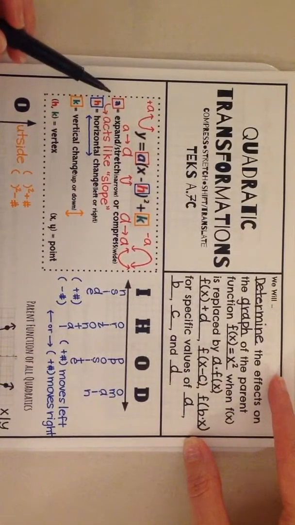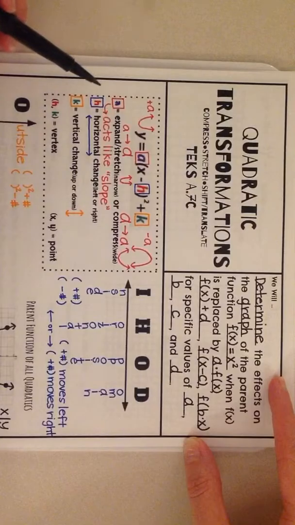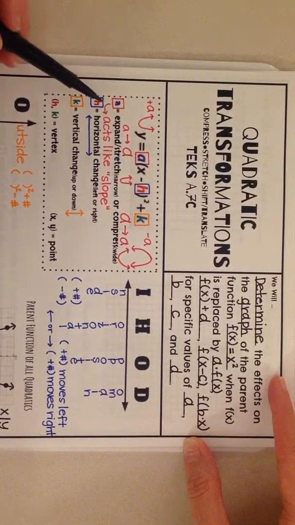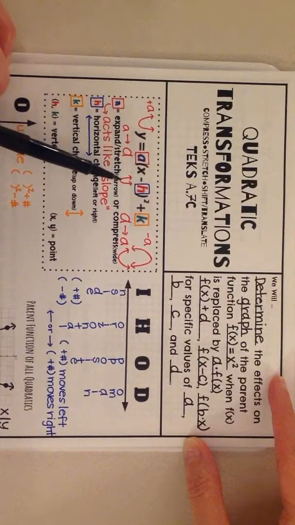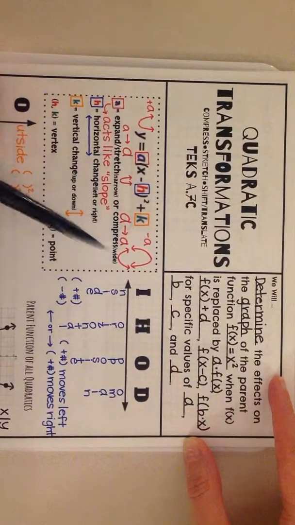Think of your A coefficient like your slope on a line, except the slope on the parabola is going to cause it to either get really skinny, aka narrow, or fatter, aka wider.